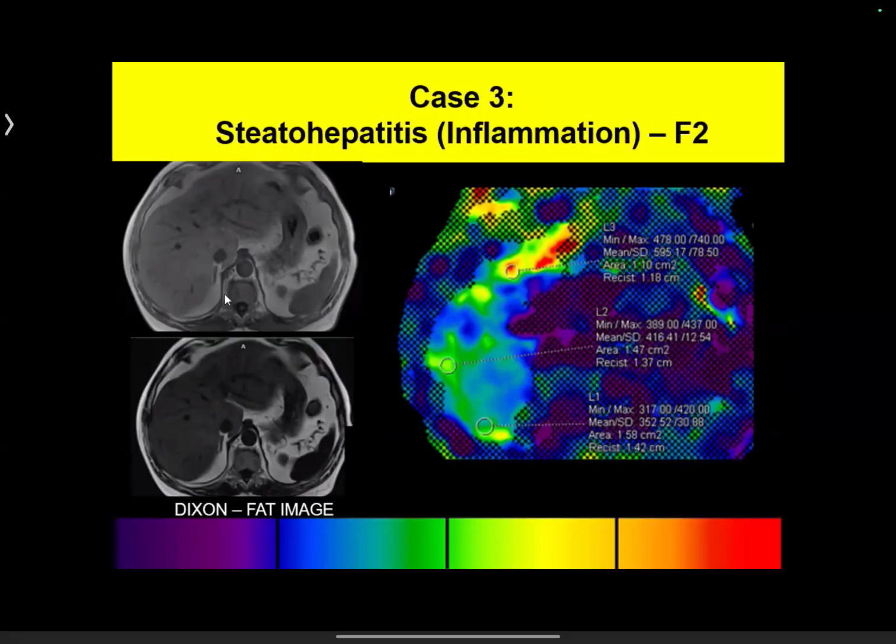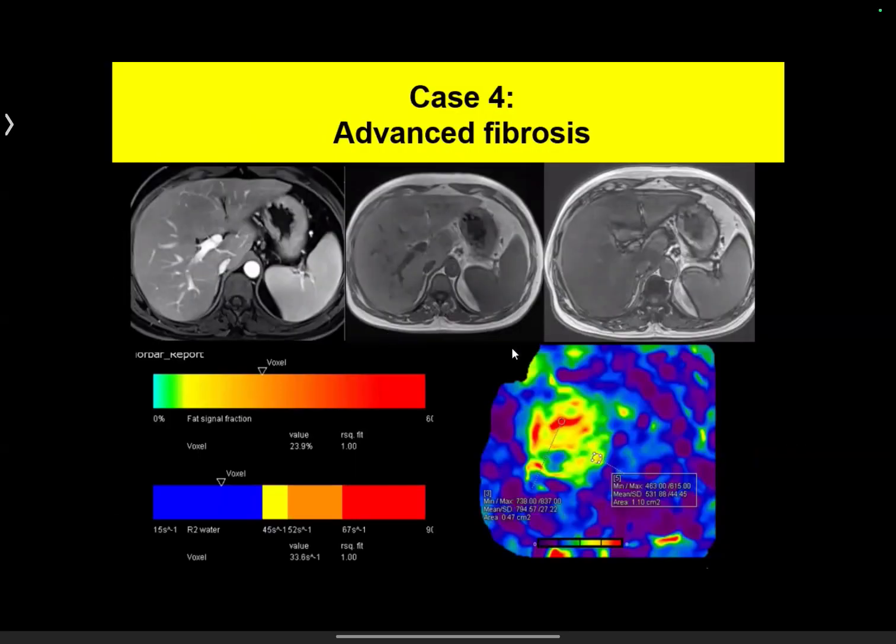A patient where there is a lot of fat in the liver. This is actually a fat image, not the out-of-phase. The fat percentage is high, and the liver was slightly on the stiffer side, and this was F1, F2 fibrosis. So we are at the inflammatory stage.